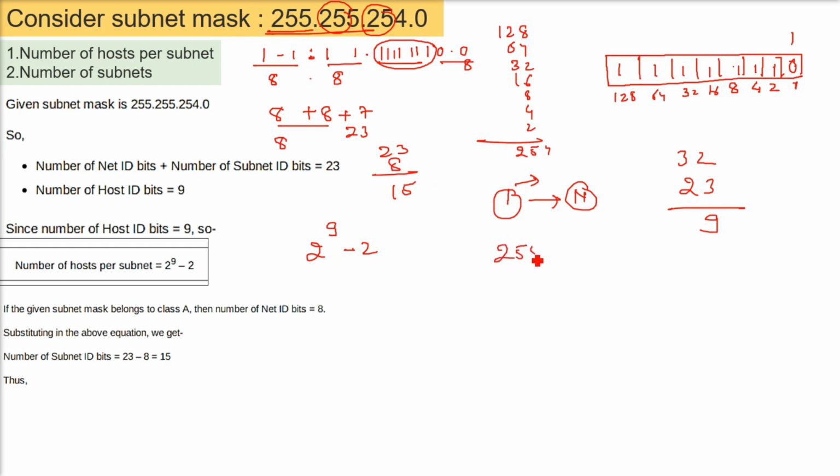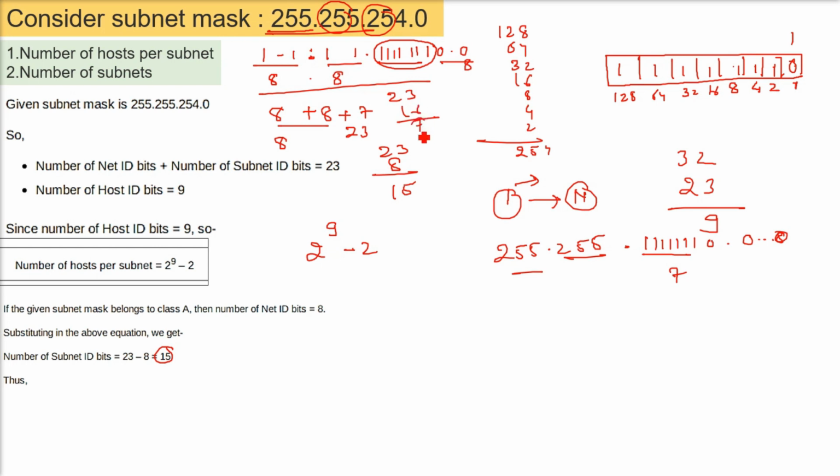If this is class B, 255 will be network, then you have host and host. If this subnet mask is of class B, what do we have to do? See, it will not be 15 then. It has to be 23 minus 16, because the first 2 octets will tell you the network address in class B. You have to subtract 16 then. And if it is class C, you have to subtract how many?